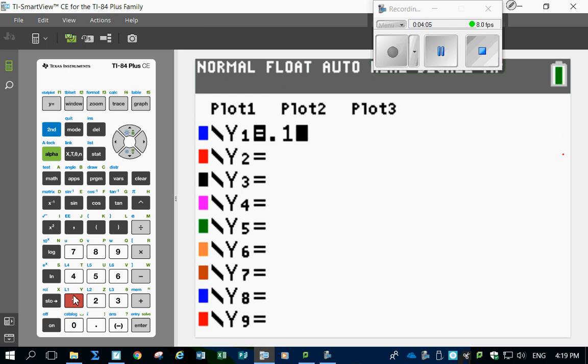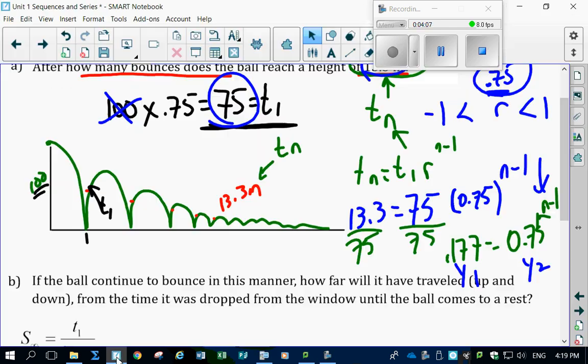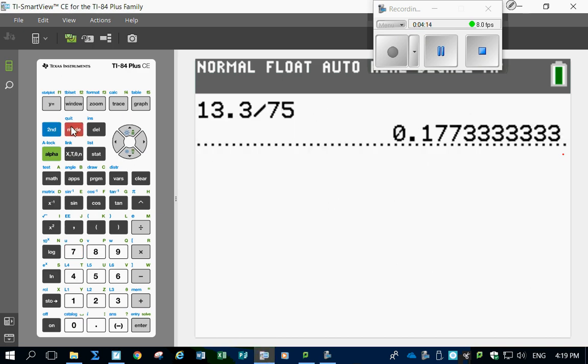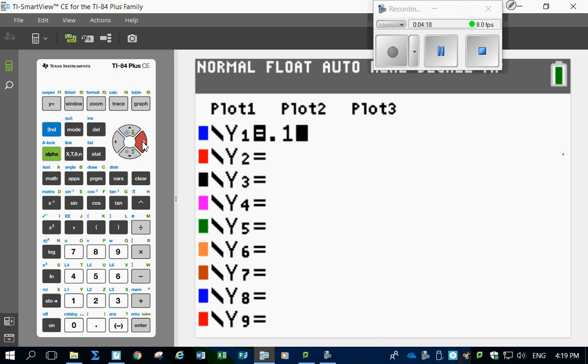Let me find it. Oh, there it is. 0.1773333. You could just load it up if you want. I don't care. That's pretty accurate. Let's go to the next part.